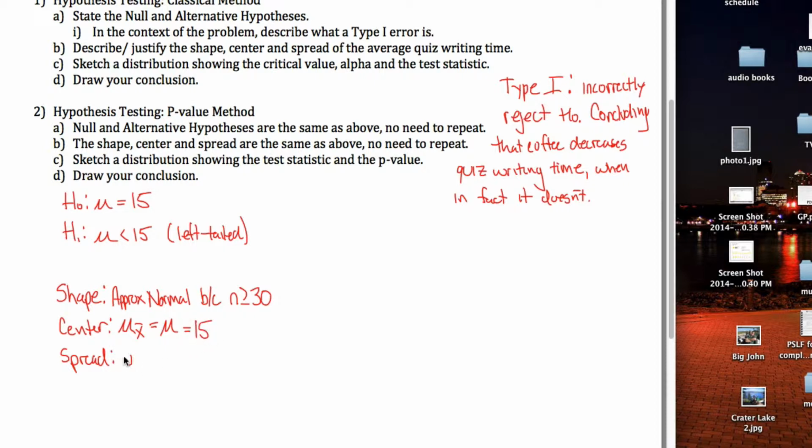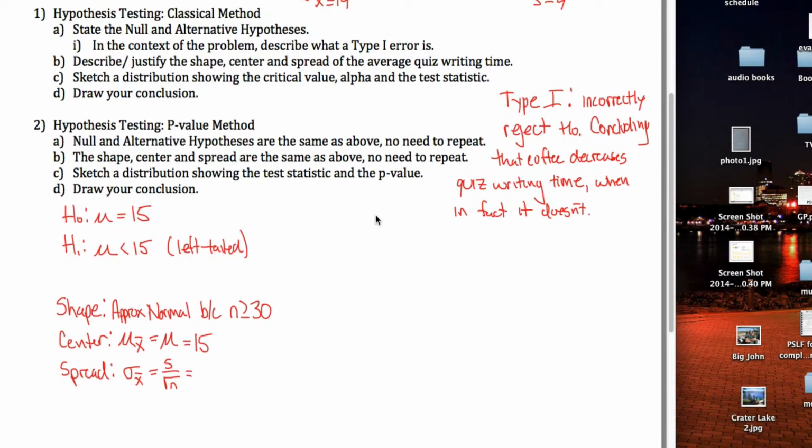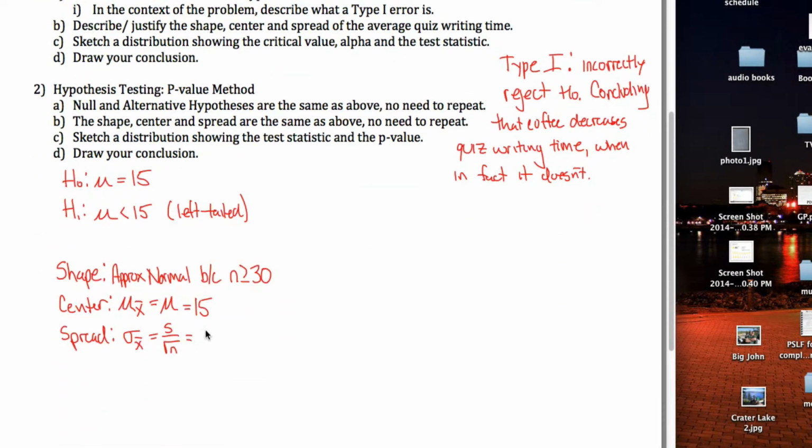Spread, sigma sub x bar. It would be nice to use sigma divided by the square root of n, but I can't because I don't know sigma, so I have to instead use s divided by the square root of n. S was given to me in the problem as 4, n is 35, so I get 4 over the square root of 35. And with this information, I can do everything I need to run my hypothesis test. So the first picture I'm going to draw, maybe I draw it over here, corresponds with the hypothesis test using the classical method.